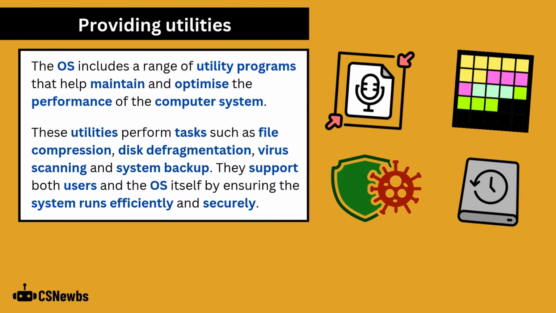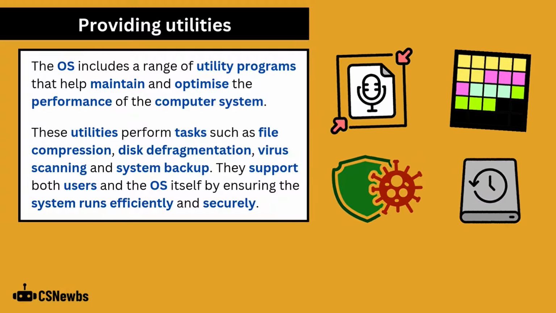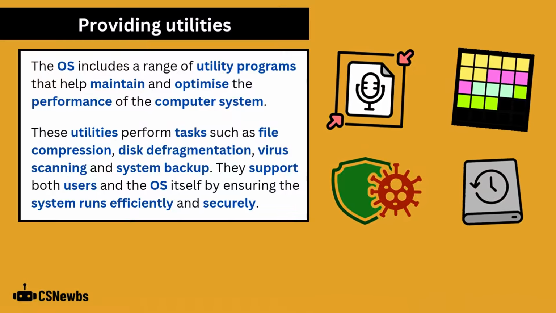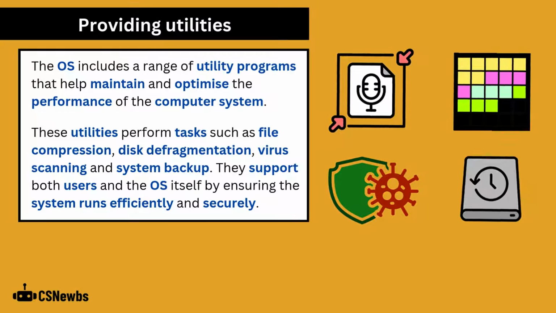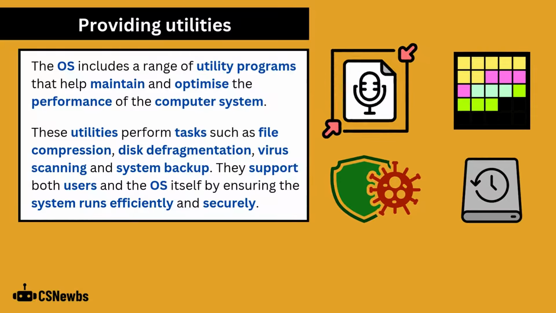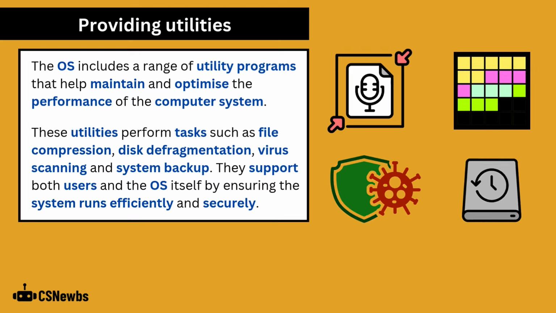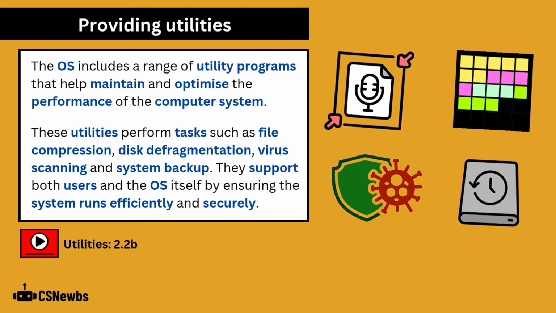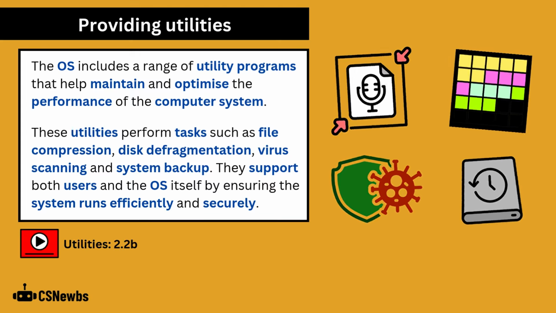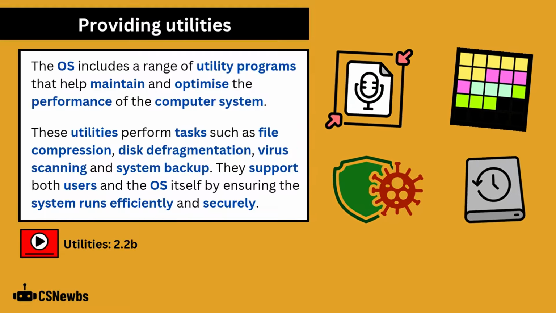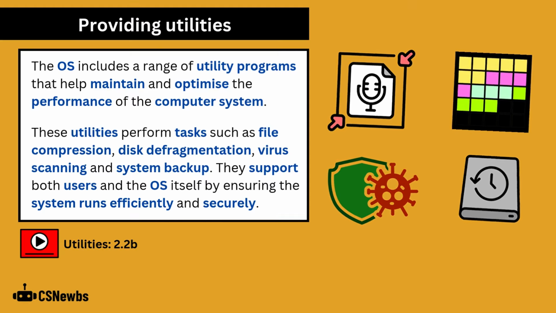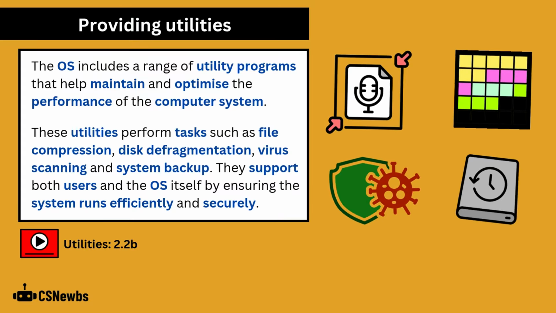And finally, the operating system includes a range of utility programs that help maintain and optimize the performance of the computer system. These utilities perform tasks such as file compression, disk defragmentation, virus scanning, and system backup. They support both users and the OS itself by ensuring the system runs efficiently and securely. And specific types of utility software will be examined in the video for section 2.2b.